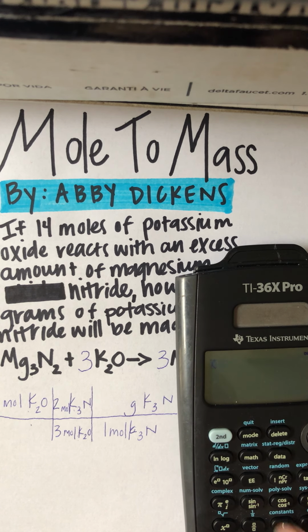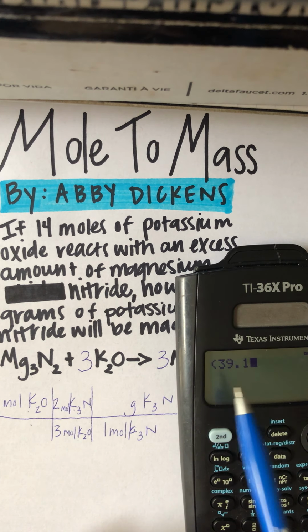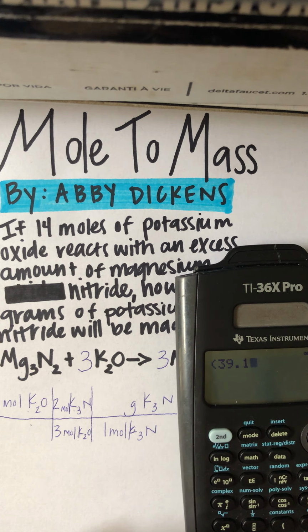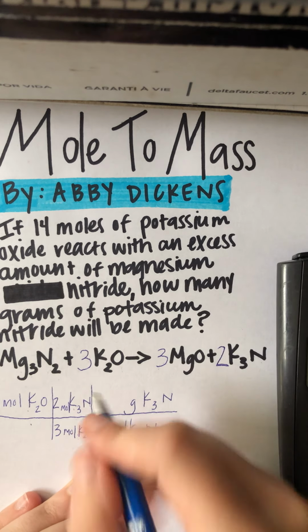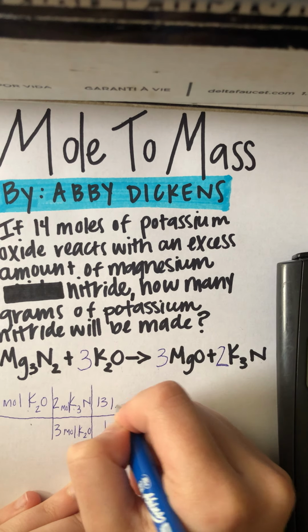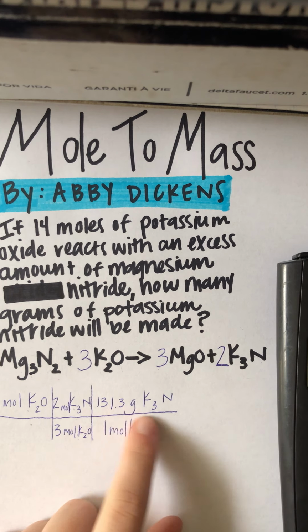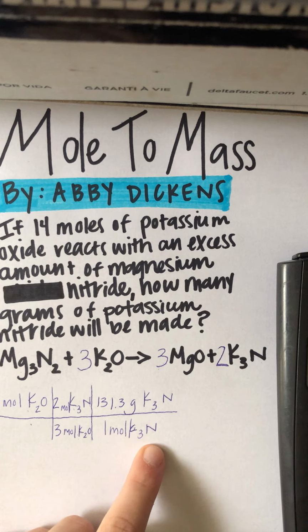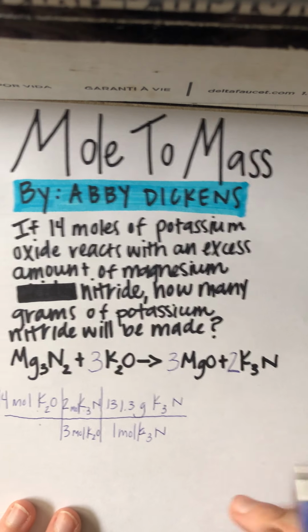So we're going to do 39.1, and the reason I put parentheses is because we're going to have to multiply it by 3 since there are 3 potassiums. So times 3, then it's going to be added to our atomic mass of nitrogen. And nitrogen is 14. So we're going to add those together and we're going to get 131.3. And that is how many grams we have of potassium nitride per 1 mole of potassium nitride. So that's our molar mass.